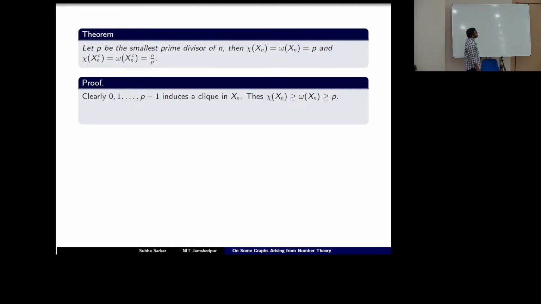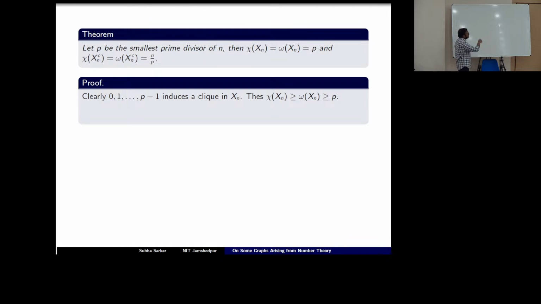If I consider 0, 1, up to p minus 1, then they form a clique, because if I take any two elements between 0 and p minus 1, their difference is less than p. So it is co-prime to p, and since p is the smallest prime divisor, it is co-prime to all the other prime divisors also. So this forms a clique of size p, and omega is the size of the maximum clique. So omega of Xn must be bigger than or equal to p, because here we got one clique.